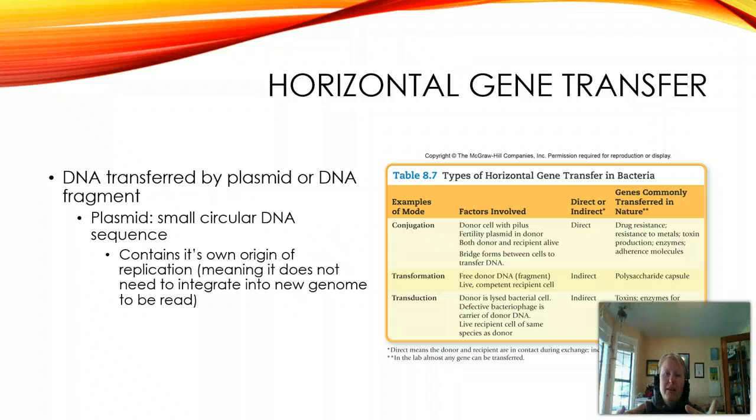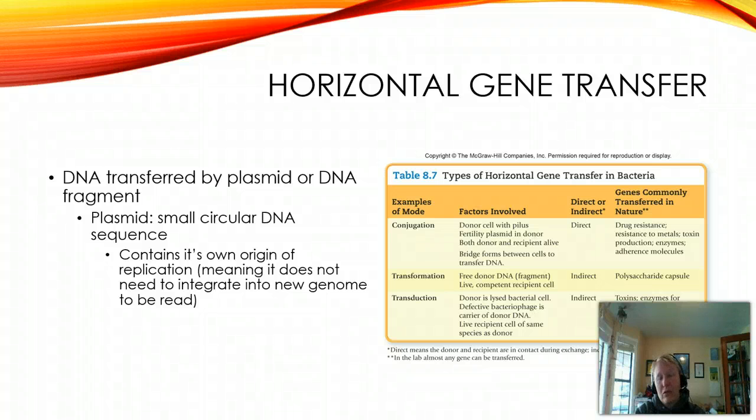Now there are two ways that horizontal gene transfer will occur, either through a plasmid, which remember is a small circular piece of DNA, or fragments of chromosomes. So either one of those can be used to pass that information. Now, one important aspect about plasmids is that they contain their own origin of replication. This means that it doesn't have to be fully incorporated into the host cell's genome in order to be read. So plasmids have a little bit more of an advantage in that aspect.